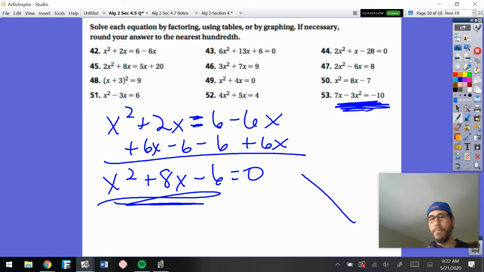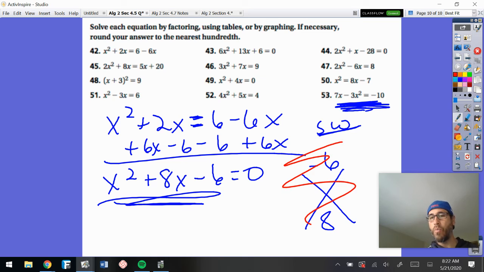It looks like it's awesome. So I'm going to do a little side work. 1 times negative 6 is negative 6. 8 is 8. Nothing works. Well, what do I do if nothing works? Then that means it's going to be a calculator's problem. And that means you just have to graph it and find out where it crosses the x-axis. And I feel like it's kind of important.